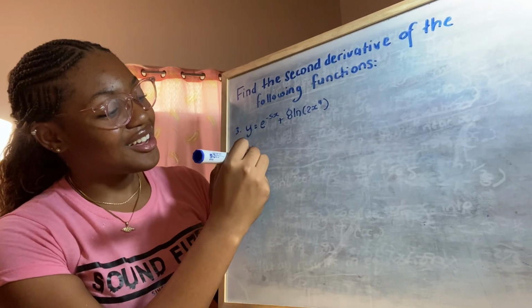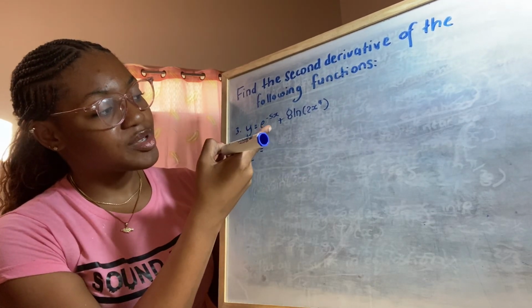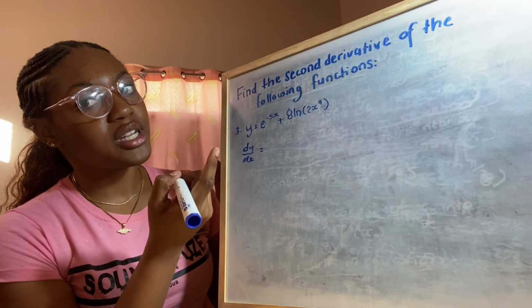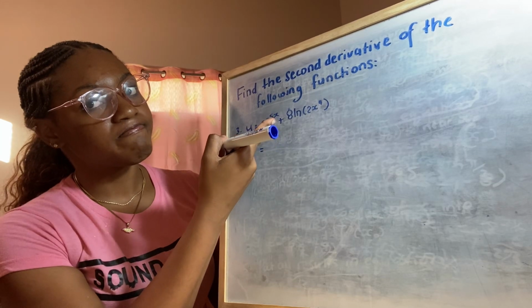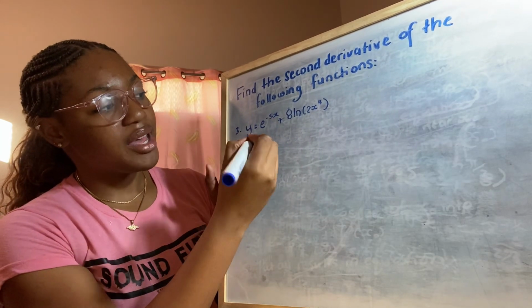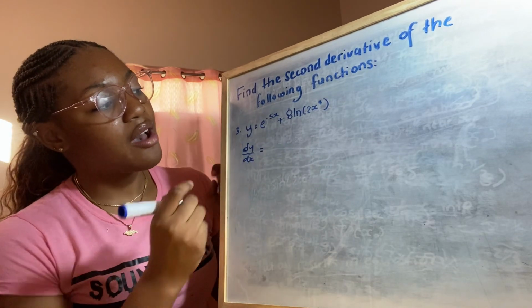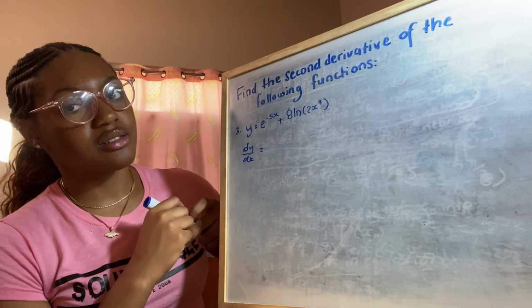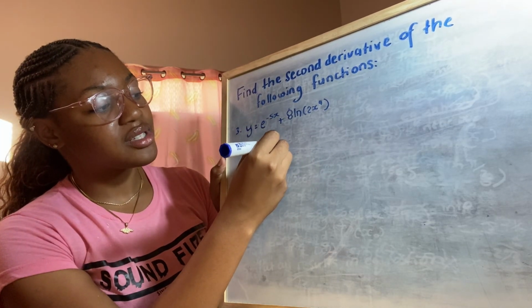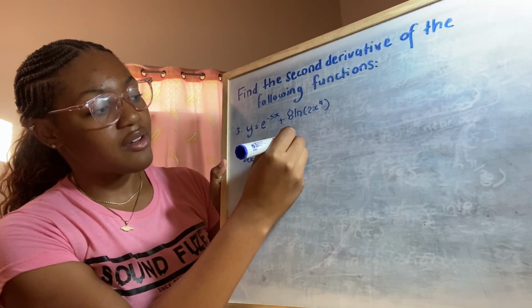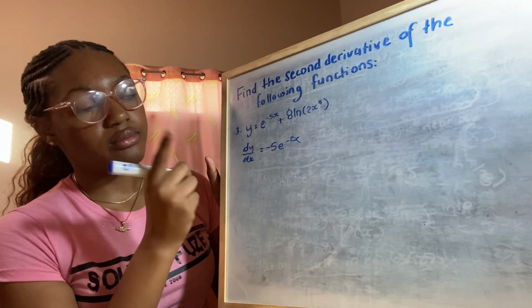In order to differentiate the exponential function right here, we're going to differentiate the power, the exponent, make that the coefficient, and just leave the function as it is. So we'll have negative 5x. That differentiated would simply give us negative 5, and then we're just going to have the same thing again.